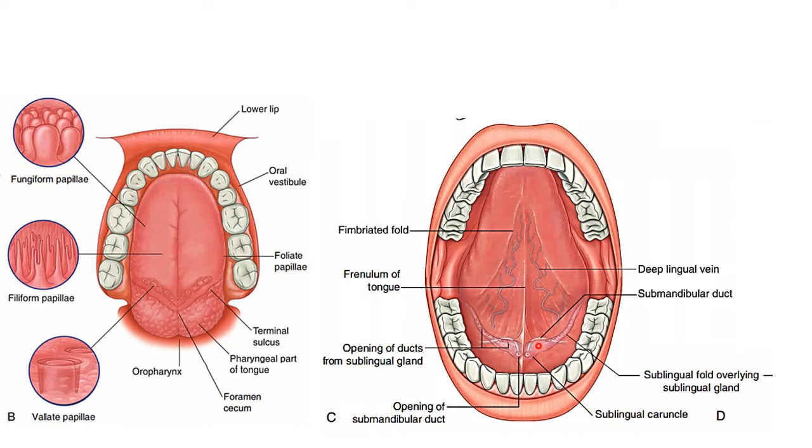This is the sublingual gland that projects up into the floor of the mouth and produces an elevation of mucous membrane on either side of the frenulum. This is called the sublingual fold. Most of the sublingual ducts open into this fold.